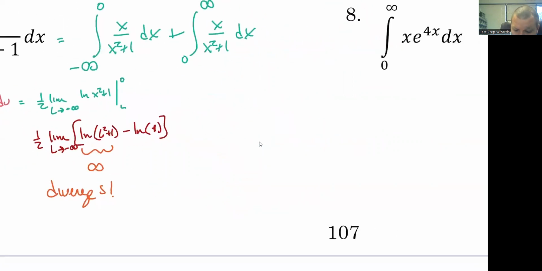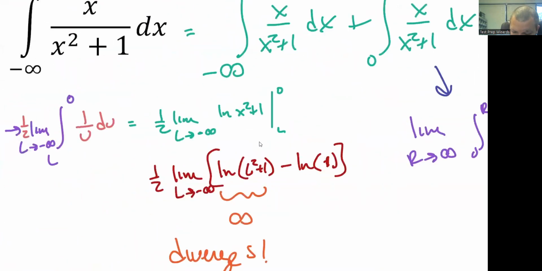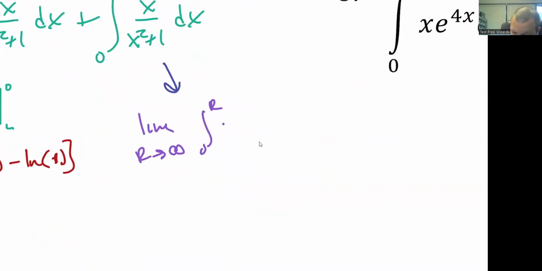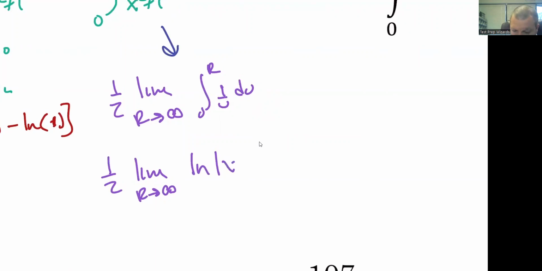Like if you did this part, just added bonus content of this video, this is why you get the Blu-ray edition, you would take the limit as r approaches infinity, 0 to r. We're going to get the same exact antiderivative. The natural log of 1 over u du, there's a 1/2 up front. So we're going to get 1/2 the limit as r approaches infinity of the natural log of u, which is x squared plus 1, evaluated from 0 to r.